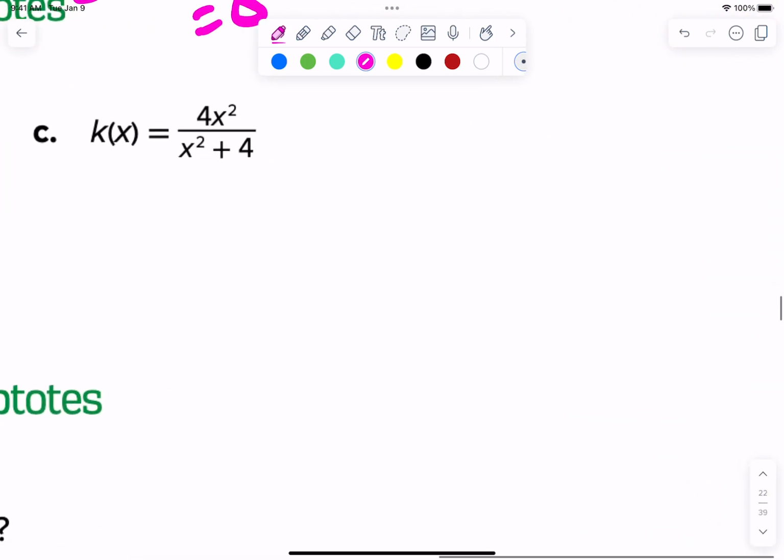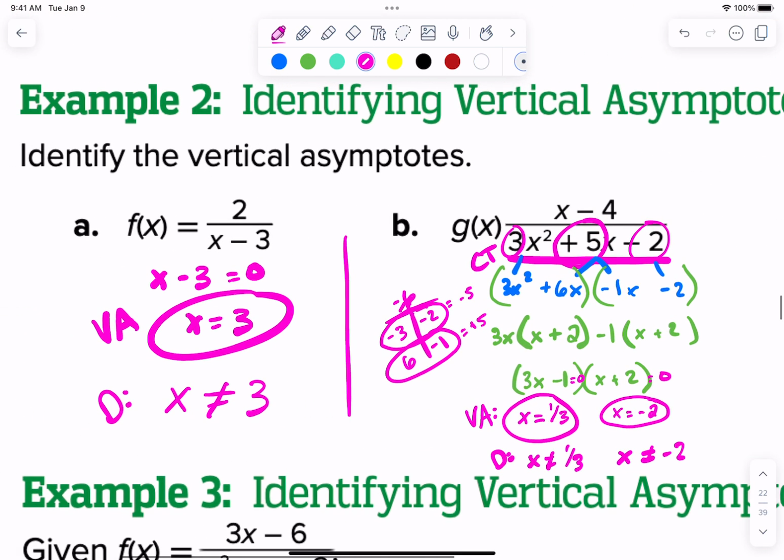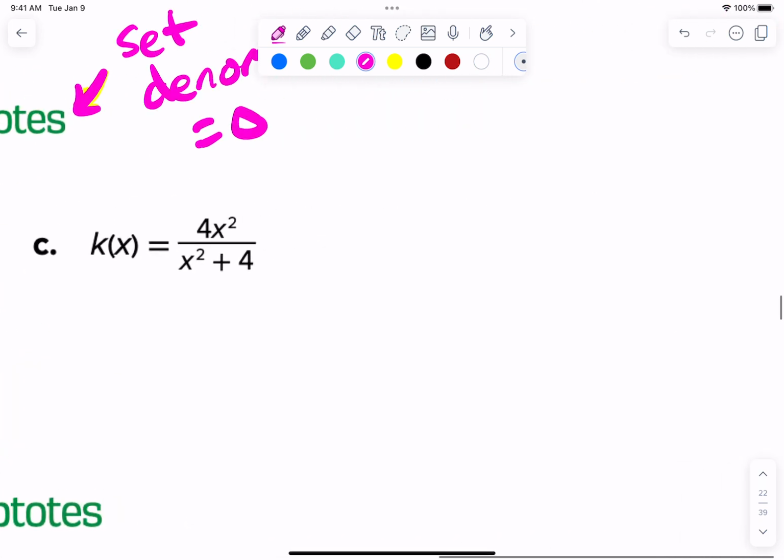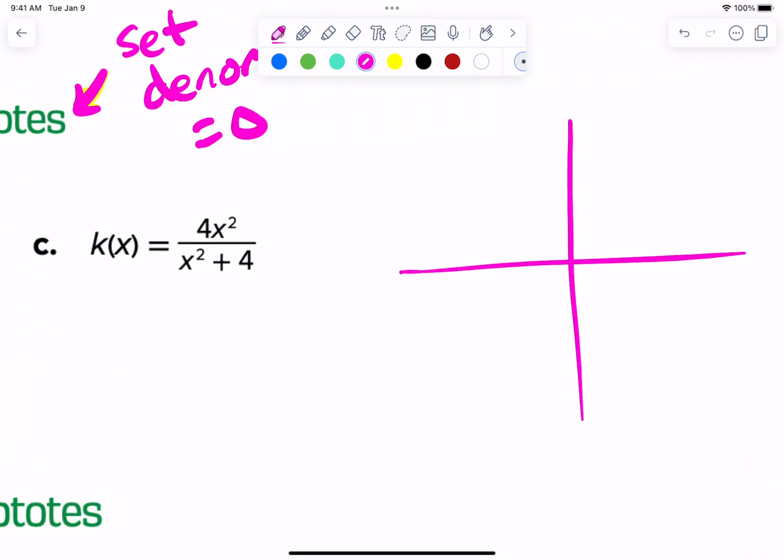So what's it asking for? It's just asking for the VAs. Yep, so you set the denominator equal to 0. When you have two VAs, you don't have to write this down, but when you have two VAs, like here, he was at -2, so here's one of my VAs, and 1/3 is another VA, right?